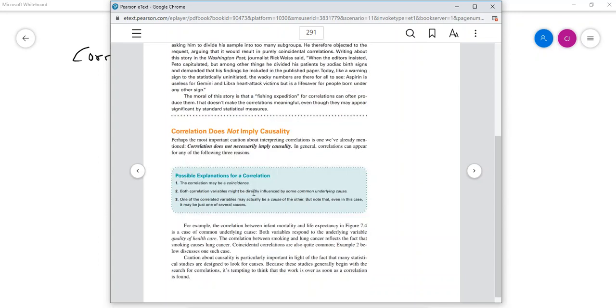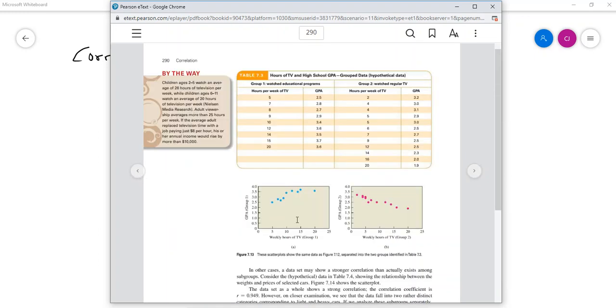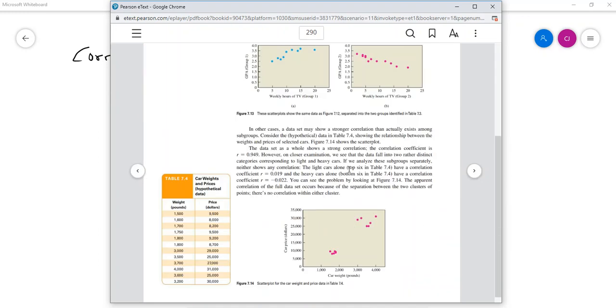It said both correlated variables might be directly influenced by some common underlying cause. So that's like a third variable. Maybe there's some extraneous variable that we're not studying, but it is actually involved in, like we talked about, the price of the car and the weight. And we're saying, well, you know, there's a correlation here. Looks like, what's the issue there? Why can we talk about car weight and car price?